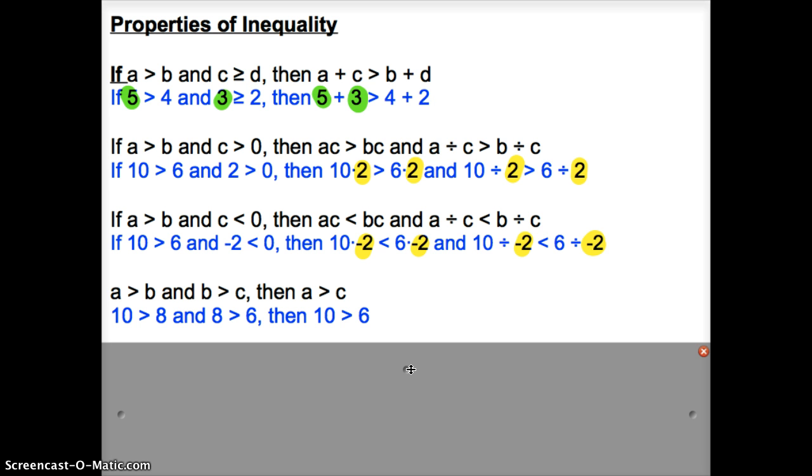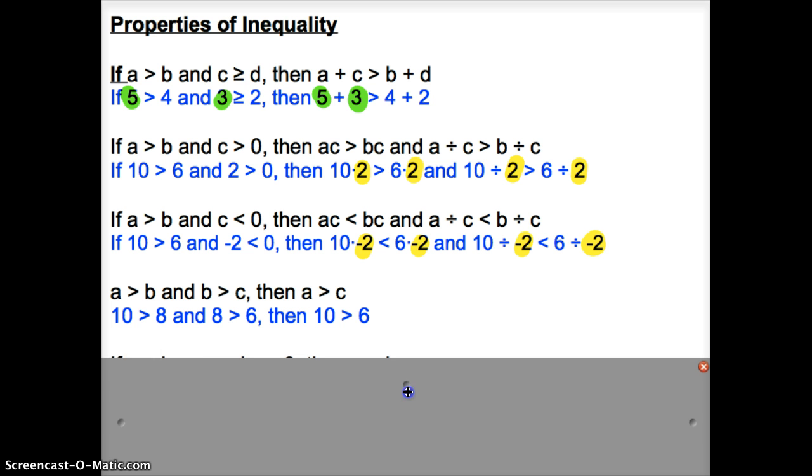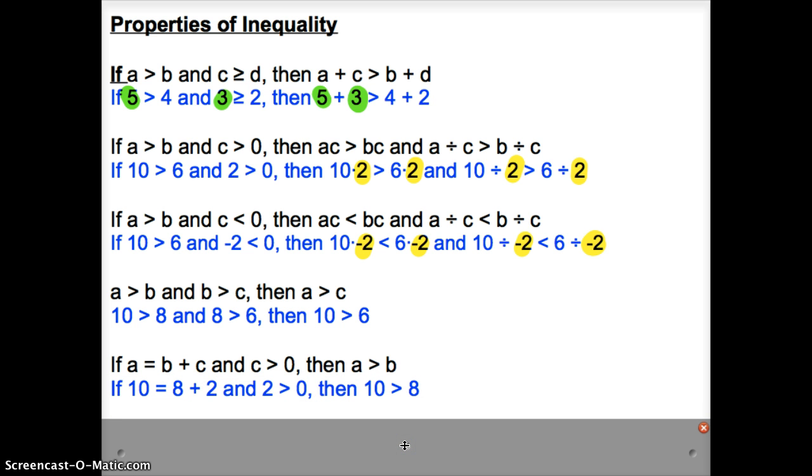This might seem like a transitive property. If A is greater than B and B is greater than C, then A is greater than C. The only problem with that is we could call it the transitive property of inequality, but instead it might just be beneficial to say it. And finally, if A is equal to B plus C and C is greater than 0, then A must be greater than B. Sort of a spin-off of the top part here, where instead of putting them together, we're actually pulling the terms apart and determining something about A and B based on the value of C.